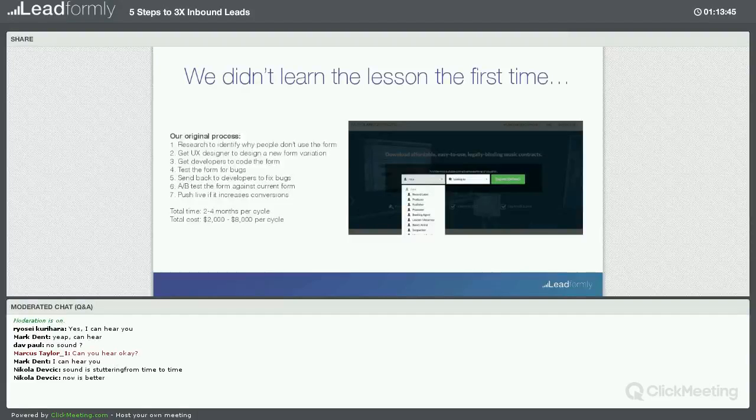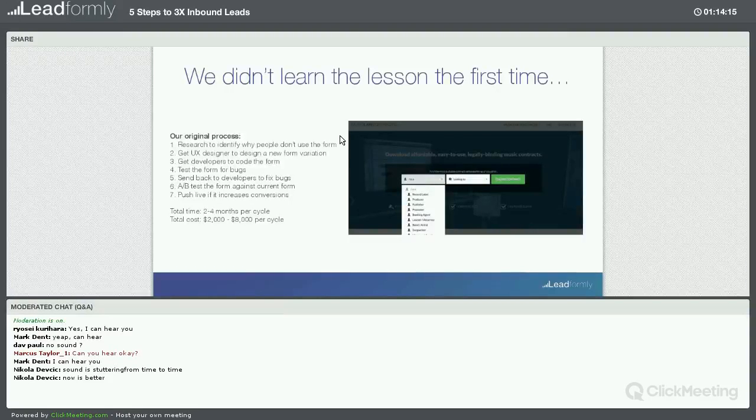So we took that concept, knowing that the type of forms we were building were working quite well, and we tested it on a few other websites, because we run quite a few different ventures, different niches, different industries, as well as consulting to clients. We wanted to increase the conversion rate across all of the different sites we run. So we repeated this same process. We took a couple of different sites, did the research, got the UX designer, hired developers, tested the forms for bugs, and went back to developers to fix the bugs.